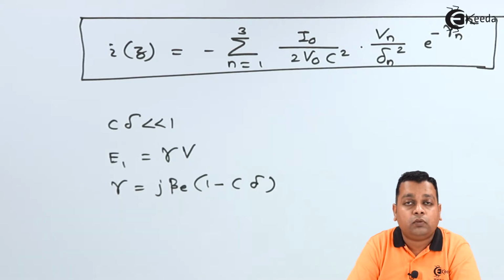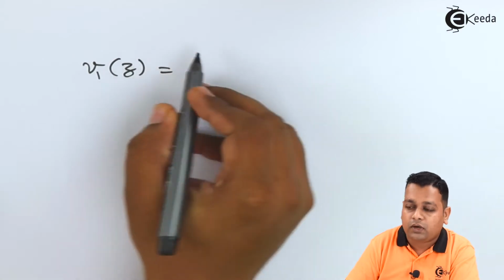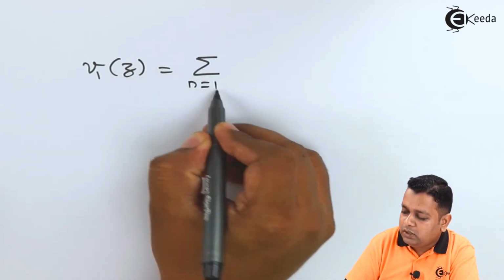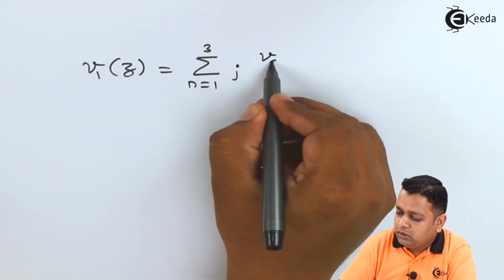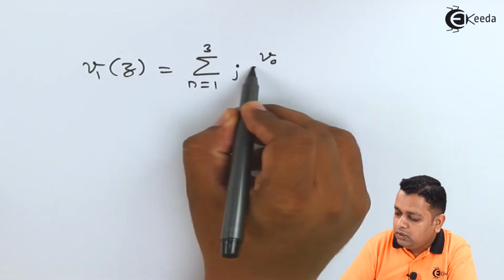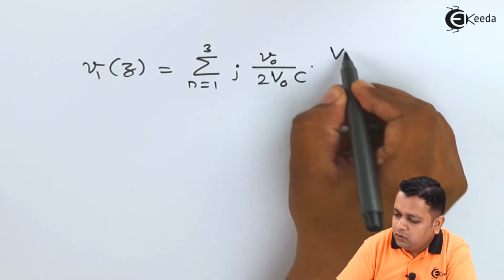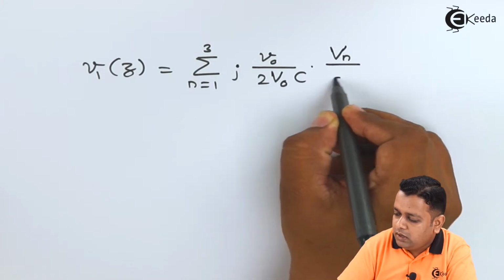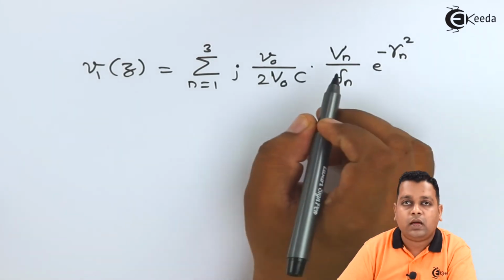Now the representation of the fluctuating velocity that represents any general electron in the electron beam. This equation as a function of distance z can be represented as v1 in bracket z, computed as summation with index n equal to 1 to 3 of j into the DC electron velocity small v0 divided by twice capital V0 into C, into capital Vn divided by del n, into e to the power minus gamma n z.